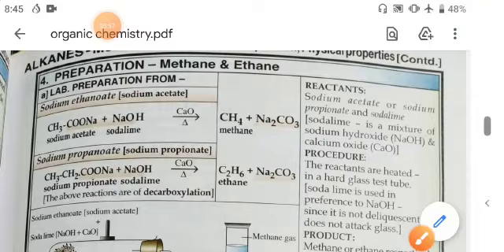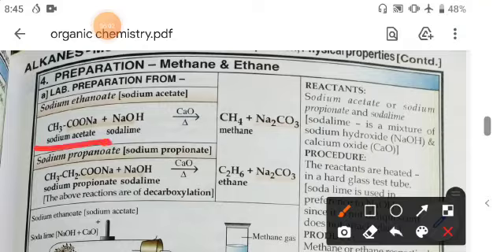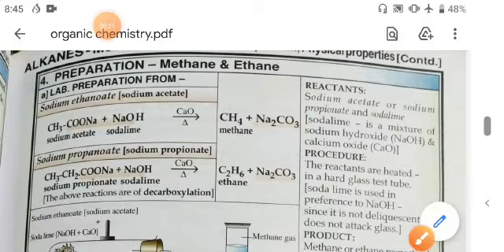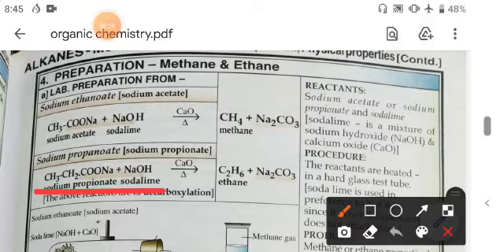Laboratory preparation: how will you prepare it in the laboratory? When sodium acetate reacts with soda lime, that is sodium hydroxide in presence of calcium oxide, and is heated, finally you will find methane, and it is a very important reaction. Next, sodium propionate and soda lime react in presence of calcium oxide and heated give ethane.